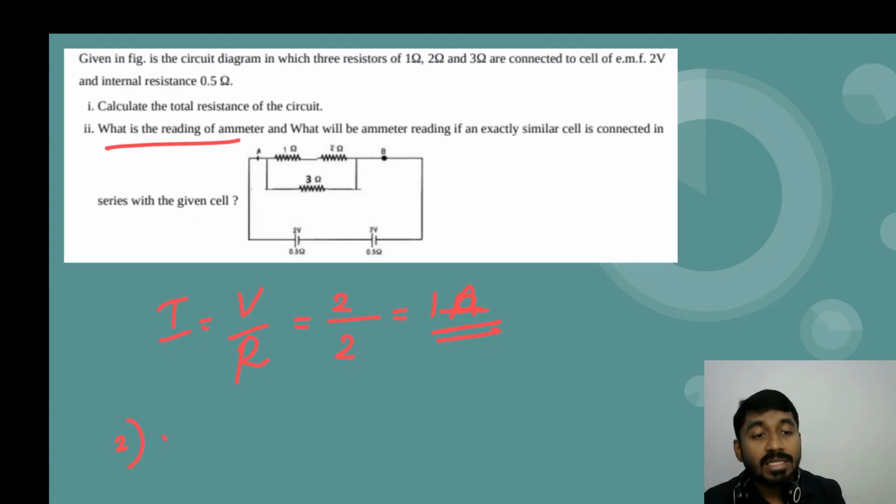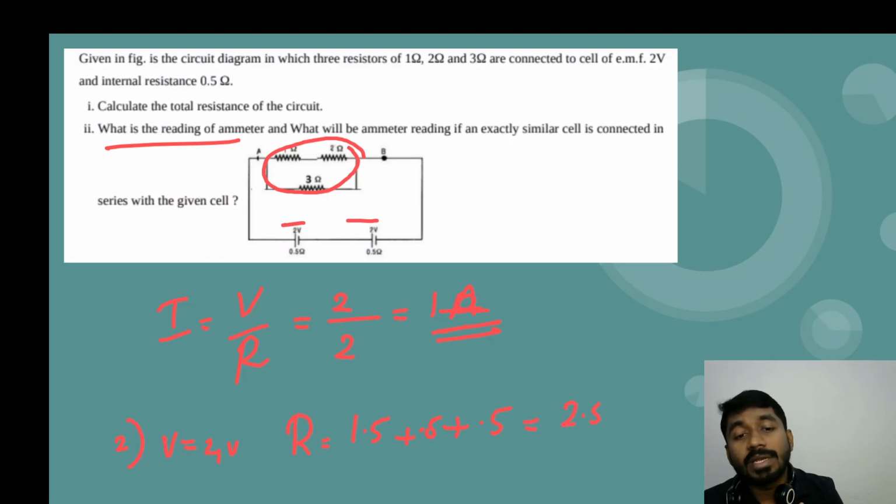In the second case we are connecting the same type of cell again. So the total voltage will be 4 volt, and the total resistance will be 1.5 from this combination, plus 0.5 as the internal resistance of one cell, and again 0.5 as the internal resistance of the next cell. You will get 2.5 ohm. So the total current is V by R, the total voltage 4 by 2.5 is the total current. Understood? So always take care with the questions. In the first case it is given that a 2 volt cell only is connected. Next they are asking to connect it in series. The 2 cells in series, the total voltage becomes 4 volt.